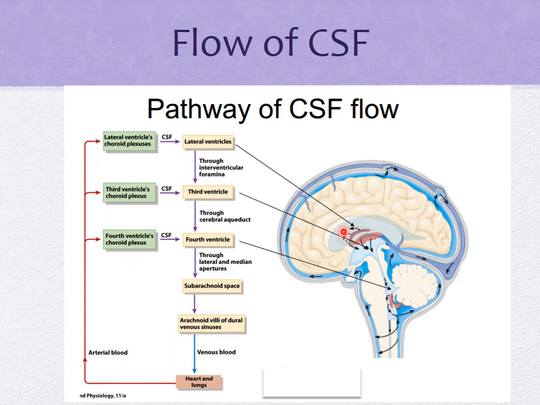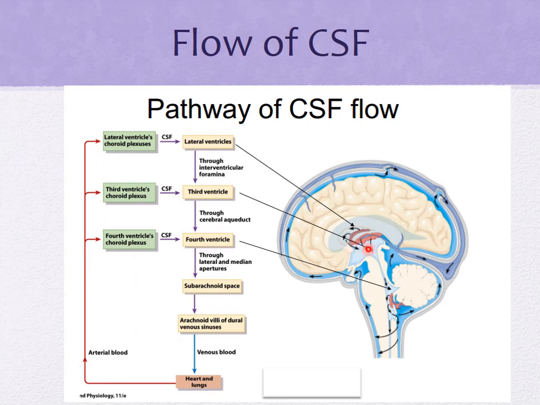So the CSF is actually produced in something called the choroid plexus, and each ventricle has them. So your lateral ventricles, your third and your fourth ventricle all have them. And that's what actually causes the production of CSF. So it initiates in the choroid plexus in the lateral ventricles up here, and then it goes through the interventricular foramen here, just another opening.